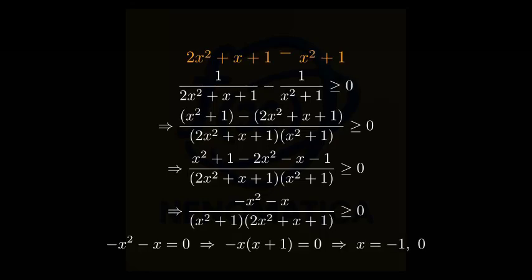Find the roots of the numerator because the denominator has no real roots, as we will show, so it will not change the sign. Set negative x squared minus x equal to 0. That factors as negative x times x plus 1 equals 0. So the critical points are x equals negative 1 and x equals 0.